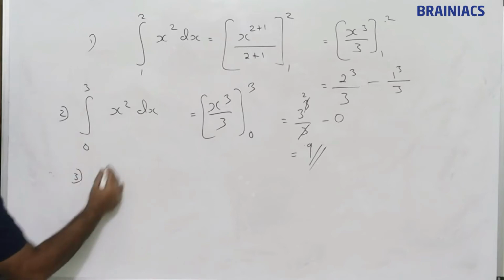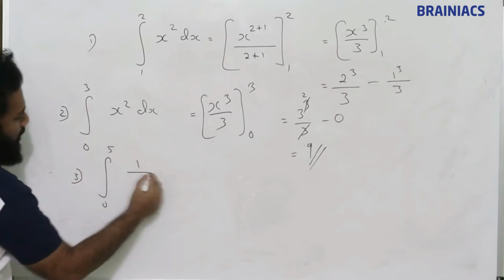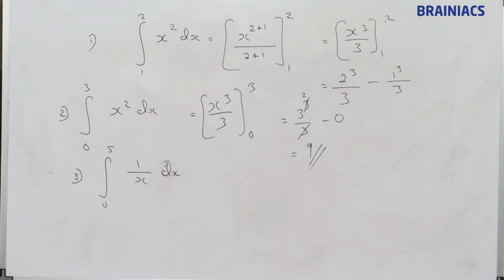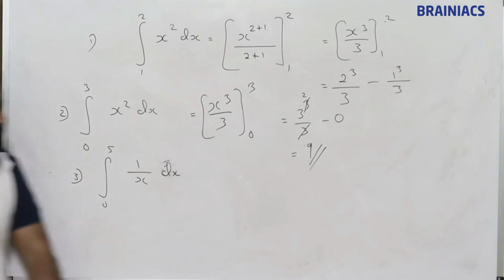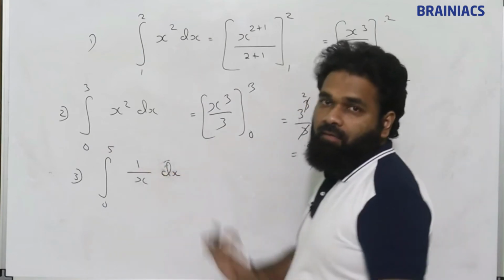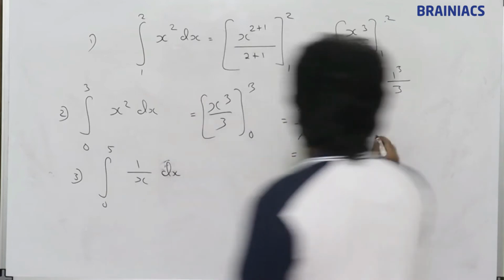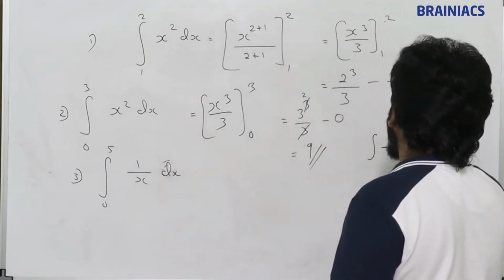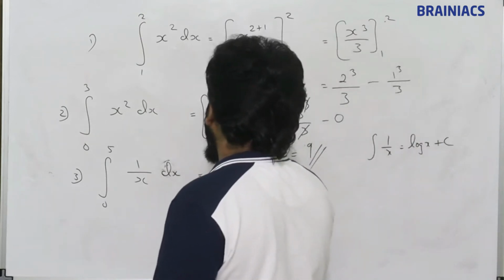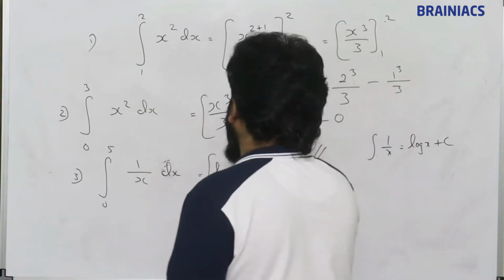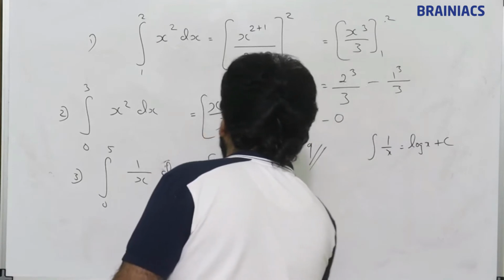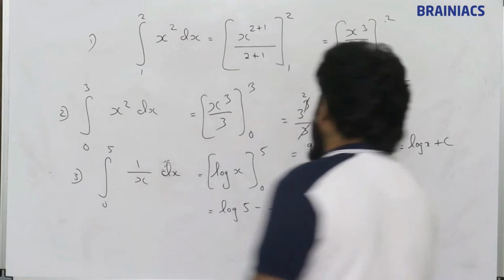Take another example, integration from 0 to 5 of 1 by x dx. What is the answer of this? I told you already, we should not treat 1 by x in a conventional way like this formula. Integral of 1 by x is nothing but log x. A constant is there if it is an indefinite integral. So here this is going to be log x. We need to put the limits 0 to 5. So this is nothing but log 5 minus log 0.